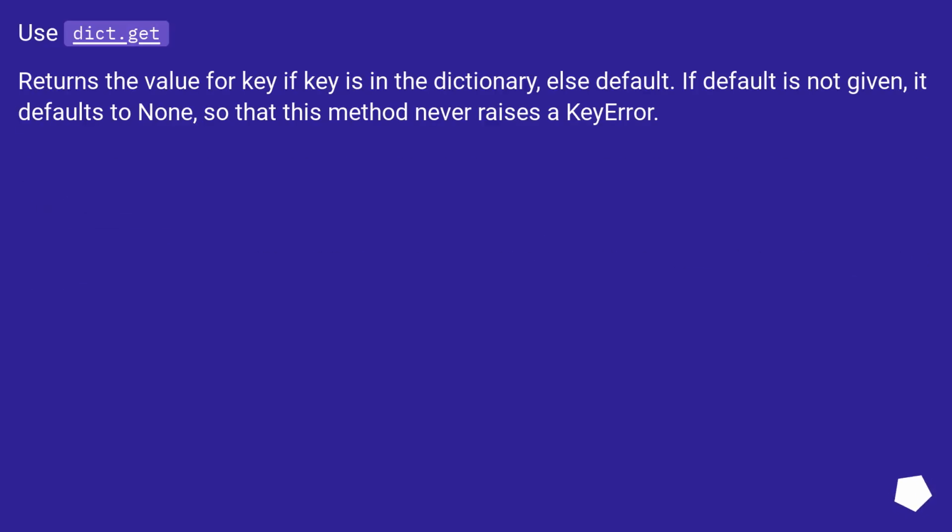Use dict.get. Returns the value for key if key is in the dictionary, else default. If default is not given, it defaults to None, so that this method never raises a KeyError.